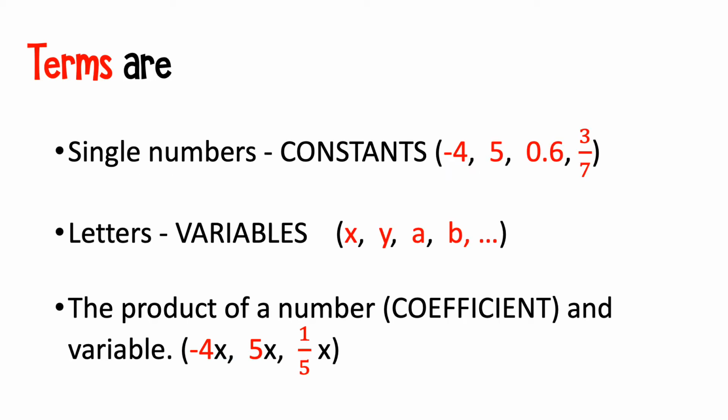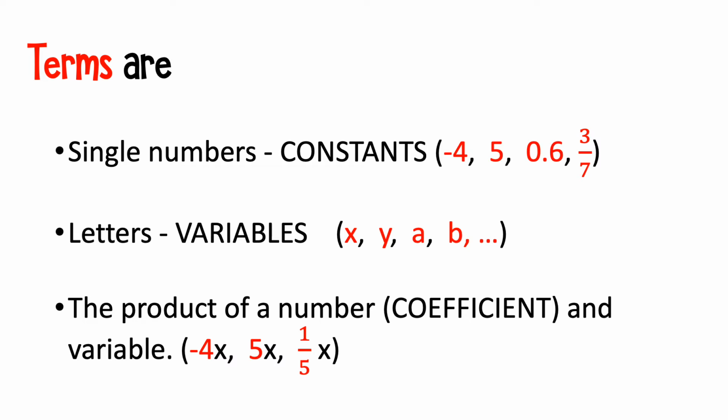Terms may be single numbers, called constants, like negative 4, 5, 0.6, and 3/7. These are all constants because their value stays constant. Another type of term could be a variable. Variables are always letters that are used to represent unknown values. A variable could be x or y, a, b, any possible letter.